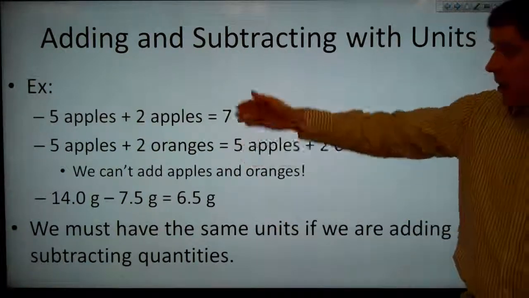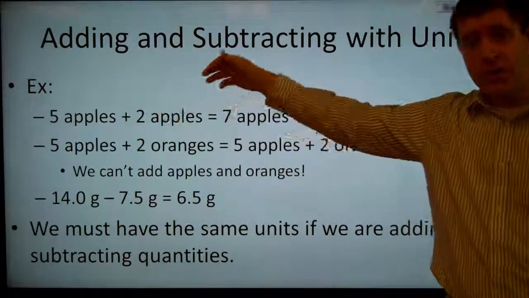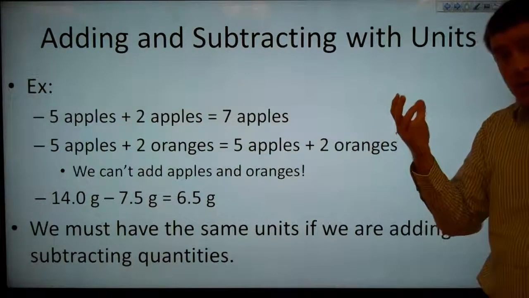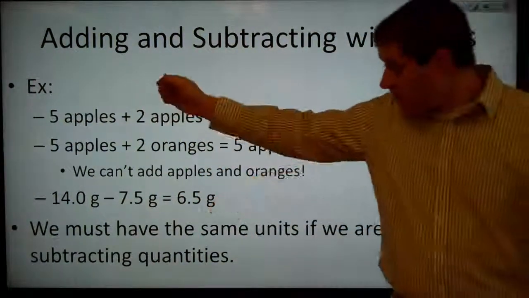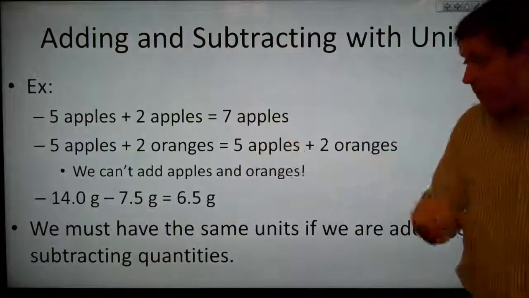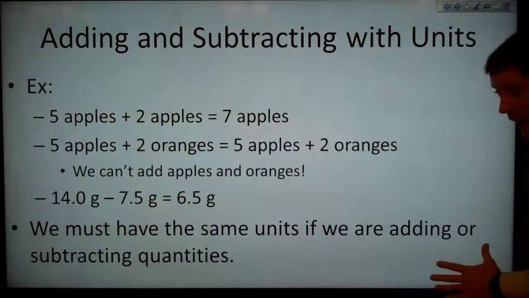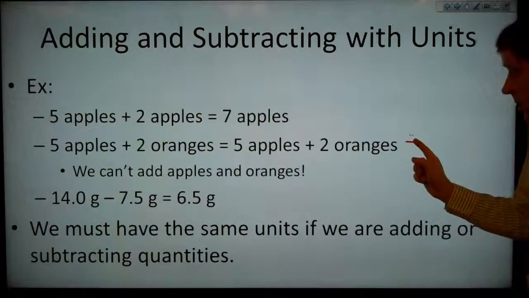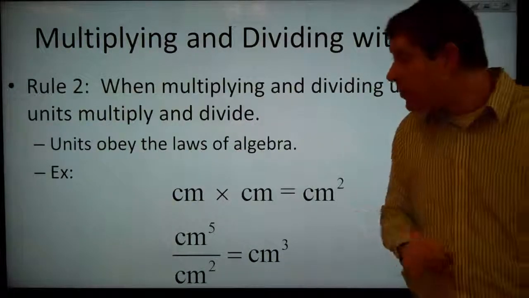Now we could change this and say, well, I have 5 fruits and 2 fruits. 5 fruits plus 2 fruits is 7 fruits. But now we've changed the units from apples and oranges to fruit. If we have something like 14.0 grams minus 7.5 grams, we know that that's 6.5 grams. So we have to have the same units if we're adding or subtracting quantities. If we don't have the same units, then we can't add or subtract the quantities, because it just doesn't make sense to do that.